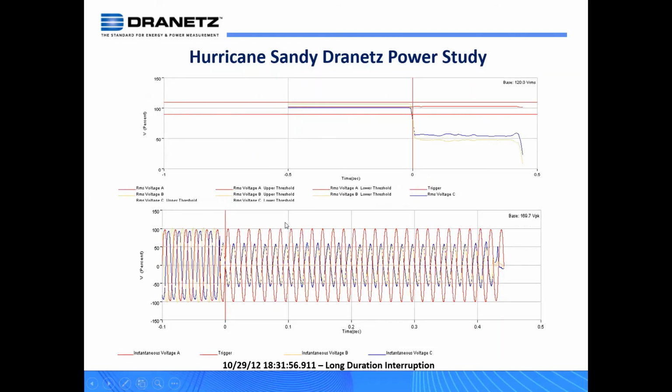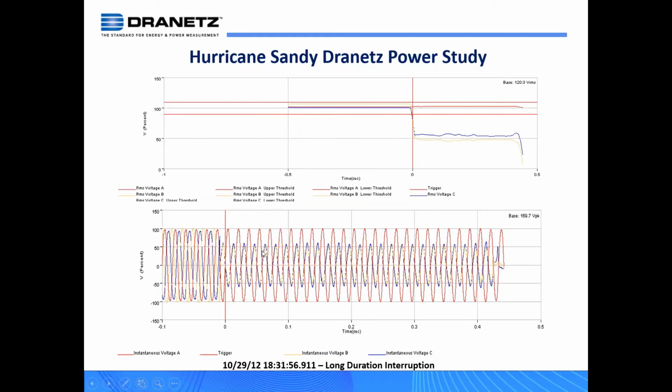So the final event that happened, and this is very interesting, happened at about 6:31 and 56 seconds, and was our long duration interruption. So you could see here are the limits of the instrument. A, B, and C are within nominal. You could see here's the trigger, and you could see B and C go away, but phase A does not. You can see that in the oscillography here. You can see everything's fine, everything's normal.